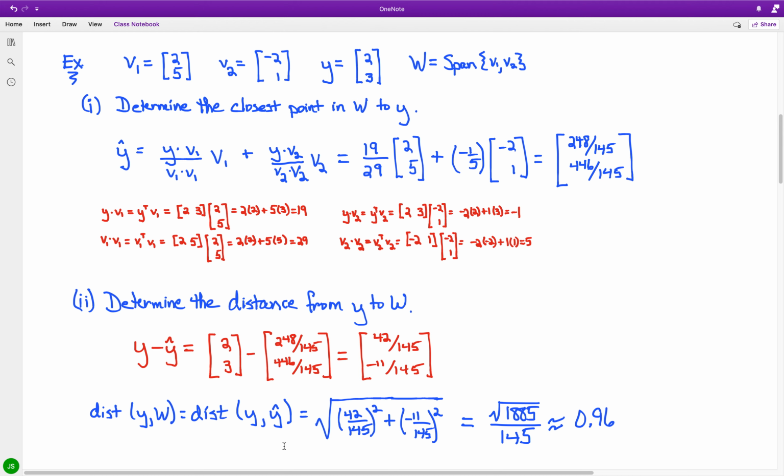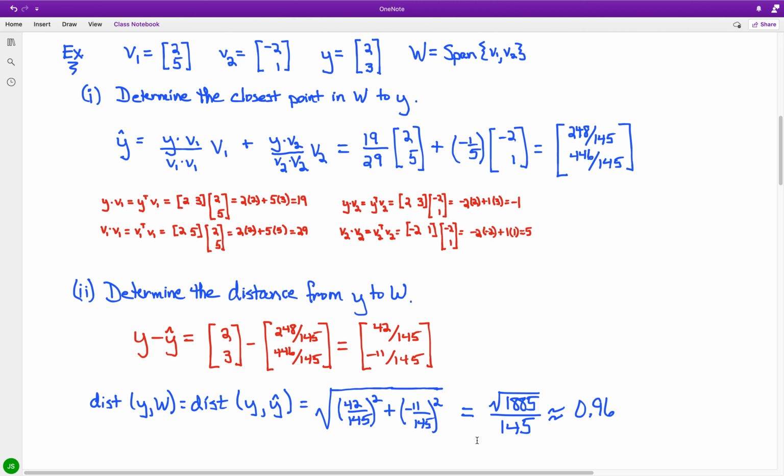For the magnitude in this particular case, you're looking at the square root of the sum of the squares of 42 1/45 and negative 11 1/45, and here you have a pretty outrageous ratio if you leave it in exact radical and rational form. So we have the square root of 1885 over 145, or as a decimal to the nearest two decimal places, about 0.96.